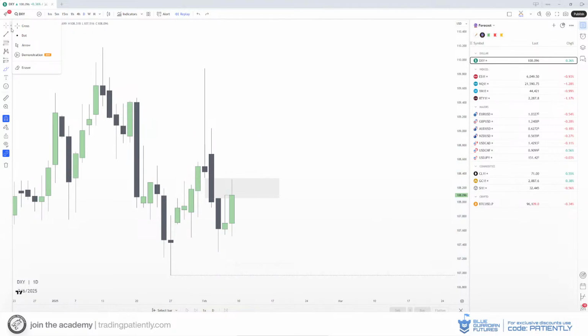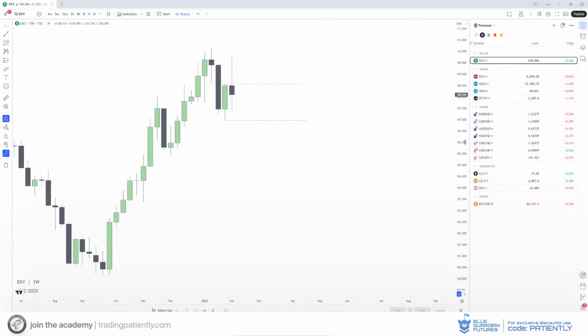So I'm just constantly reacting to order flow. I'm reading the fair value gaps, right? I'm reading where price is offering fair value and seeking liquidity. That's really all we're doing.